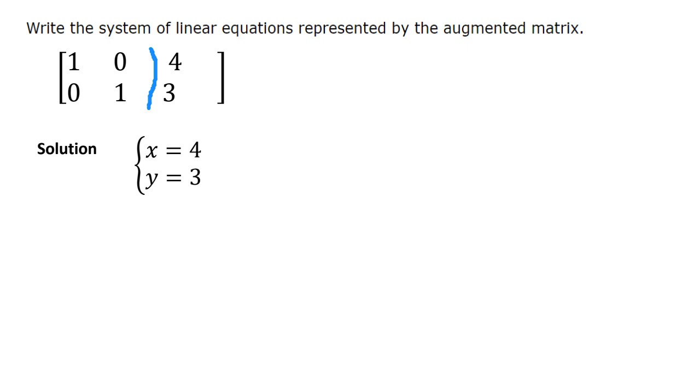Then the second row, 0x. So 0 times x is just 0, and 1 times y is just y. So y equals 3. So I converted this augmented matrix into its linear system, into a system of linear equations format.